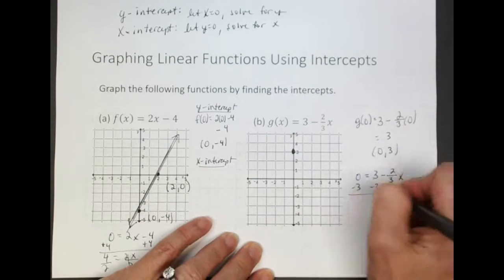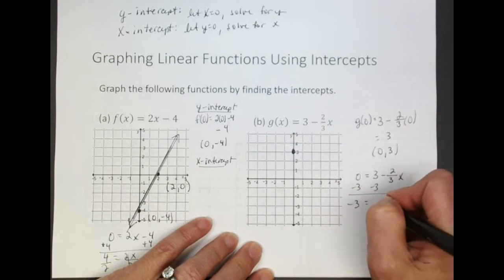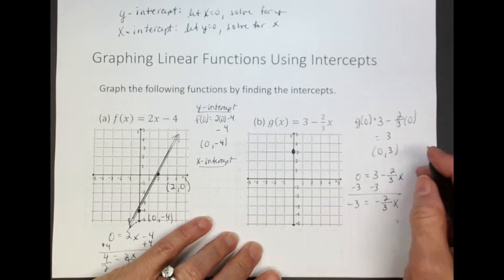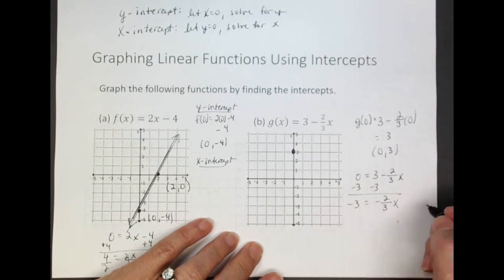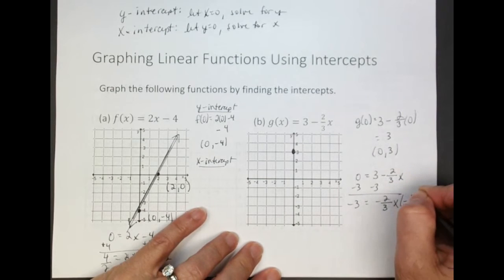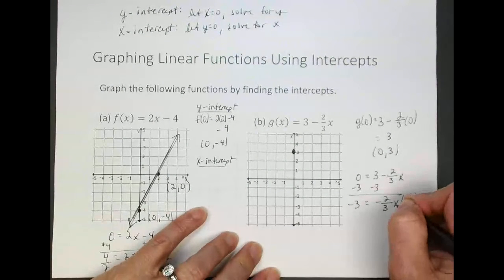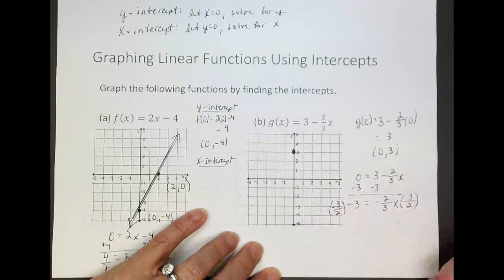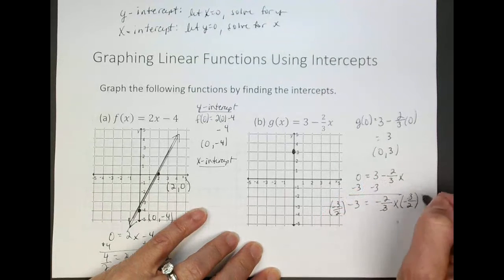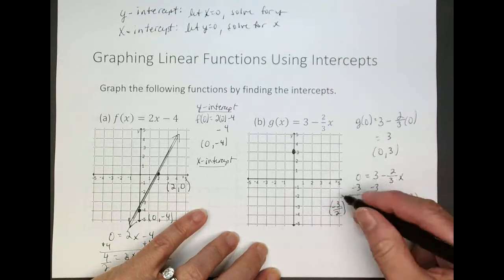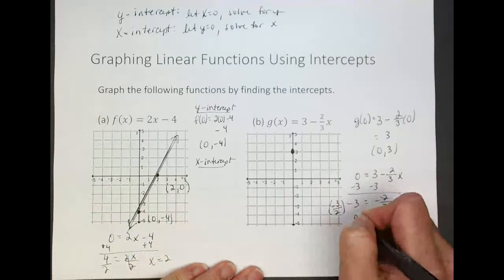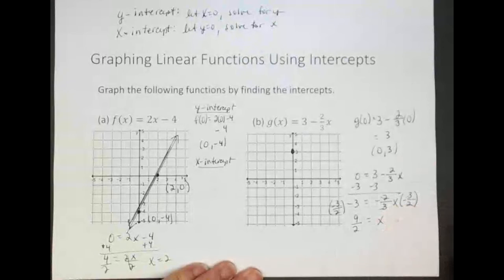Let's subtract that 3 from both sides. So negative 3 then equals negative 2 thirds x. And if we multiply both sides by negative 3 halves, we'll just have x remaining on one side. Okay, so negative 3 halves. Let's look at this. The 3's will divide out, the 2's will divide out, and the 2 negatives become positive. So what do we have over here then? We have negative 3 times negative 3 halves, or positive 9 halves, is equal to x.